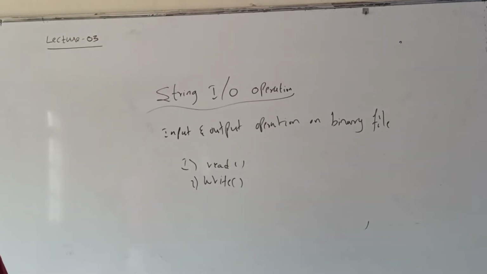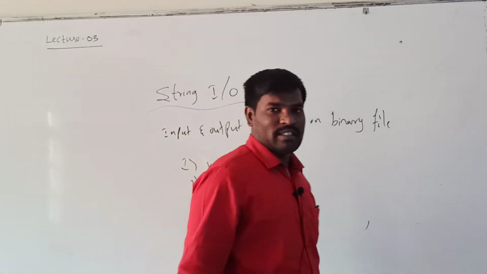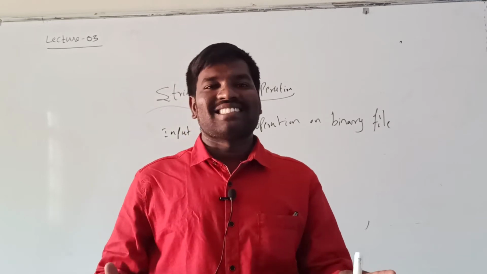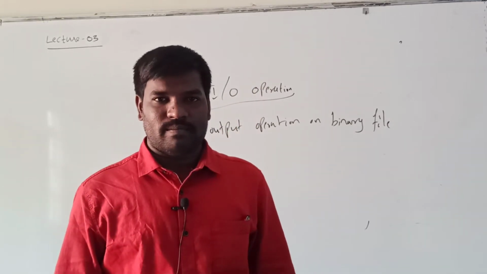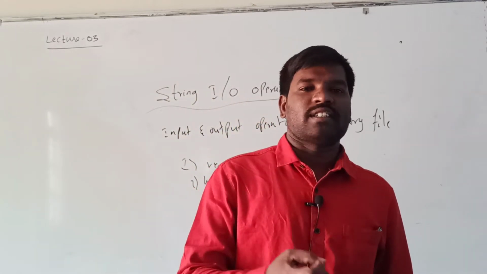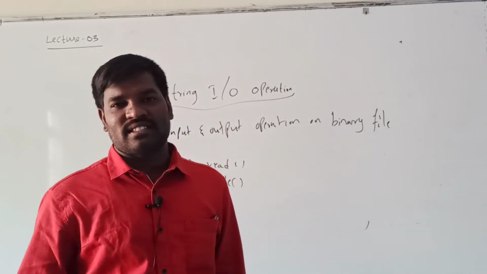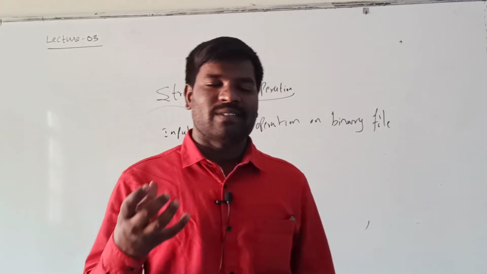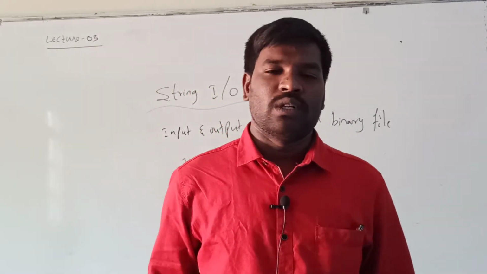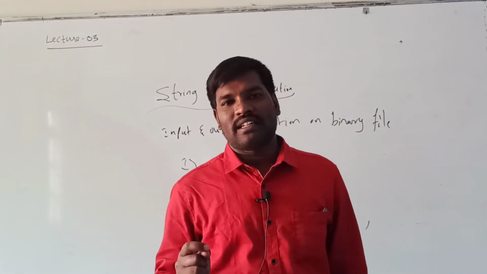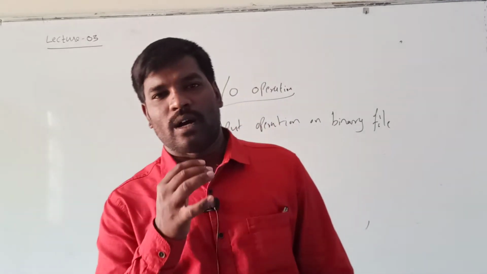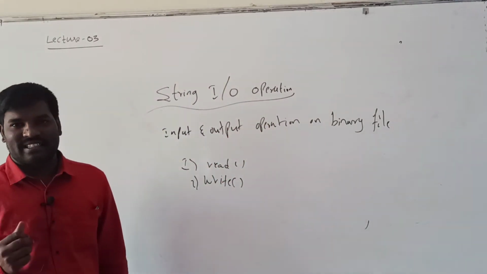Binary file means, as I already told, whatever the format is, it is stored in memory as it is. If it is a text file, the characters are stored in terms of ASCII values. ASCII means every key on the keyboard has one unique value, that is the ASCII value, American Standard Code for Information Interchange. A committee gave one unique number to all the characters.